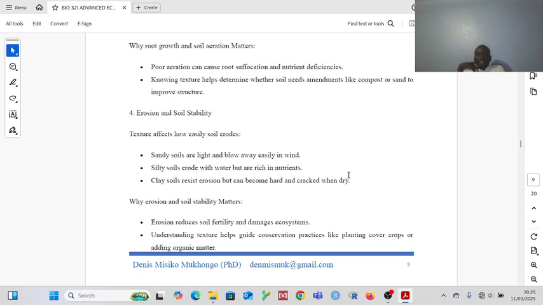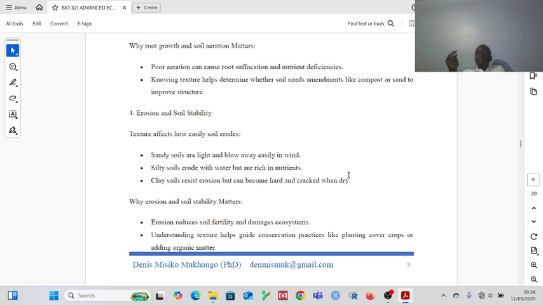The fourth thing that soil texture does is it impacts soil erosion and soil stability. So texture affects how easily soil gets eroded. Because sandy soils are light and loose, they do not stick together, so they can be easily blown away by wind. But silty soils erode with water, though they are rich in nutrients. Clay soils will resist erosion. Okay, so clay soils will resist erosion.